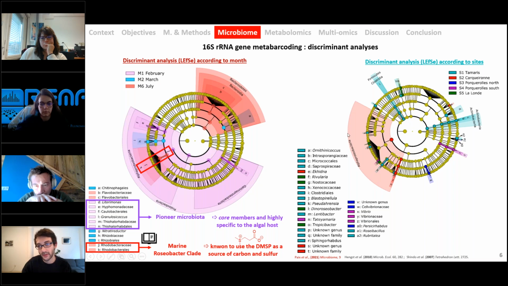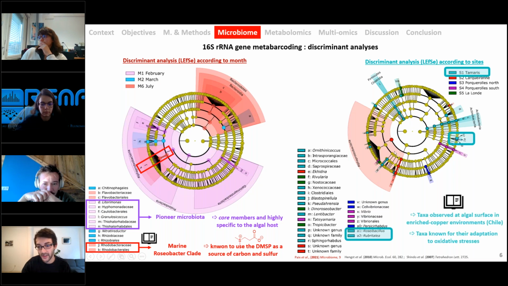When we look at the taxa which are really discriminant according to the different sites, here we can find some interesting taxa which are really specific to the site which is highly contaminated in copper. And these 2 taxa are interesting because they have already been observed at the surface of algae in highly copper-enriched environments in Chile. And these taxa are also quite interesting because they are known to produce some antioxidants, which might be interesting against this type of contamination.